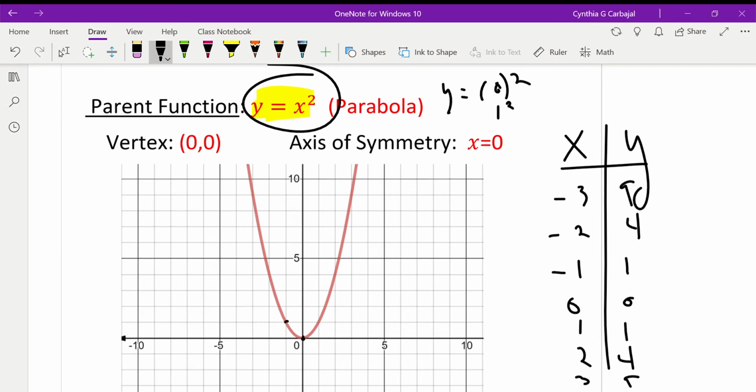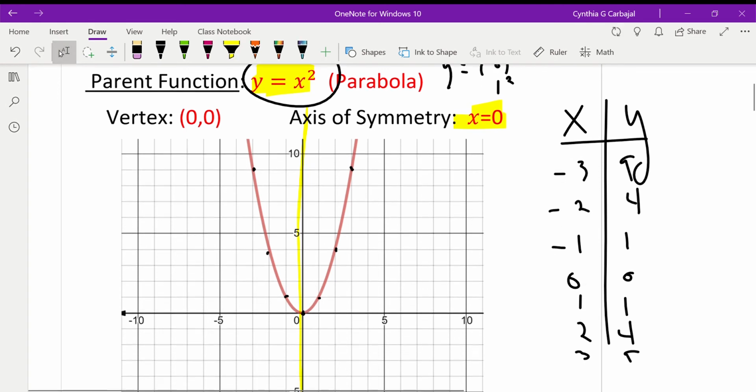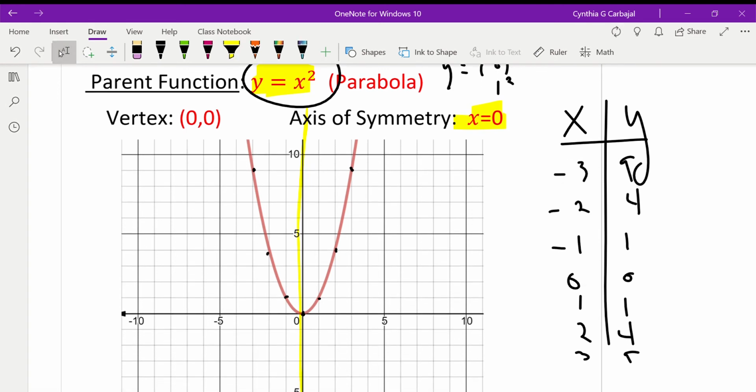That's how it becomes symmetrical, meaning one side looks exactly the same as the other side. It is a reflection. It's called axis of symmetry. That's the line that cuts the parabola in half. So you just look at the value where it crosses the x-axis. It crosses at 0. So that's why my axis of symmetry here is x equals 0. It's going to be this one right here.